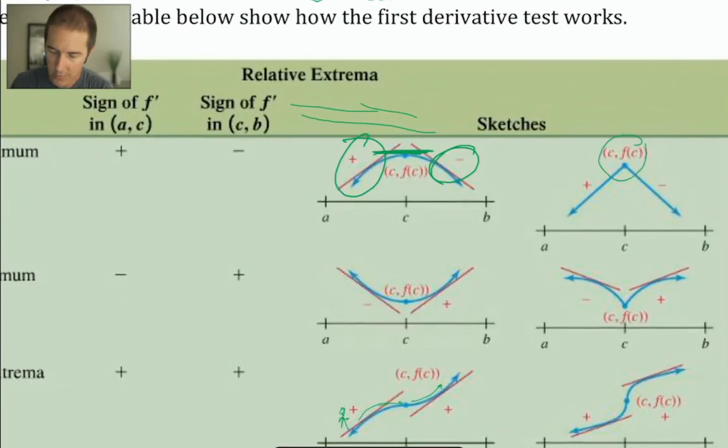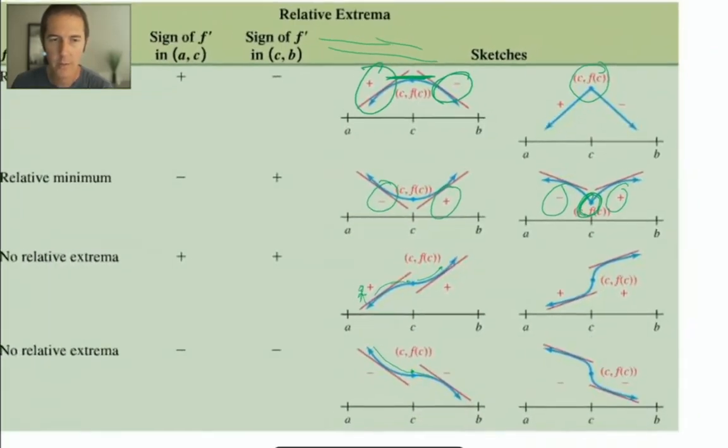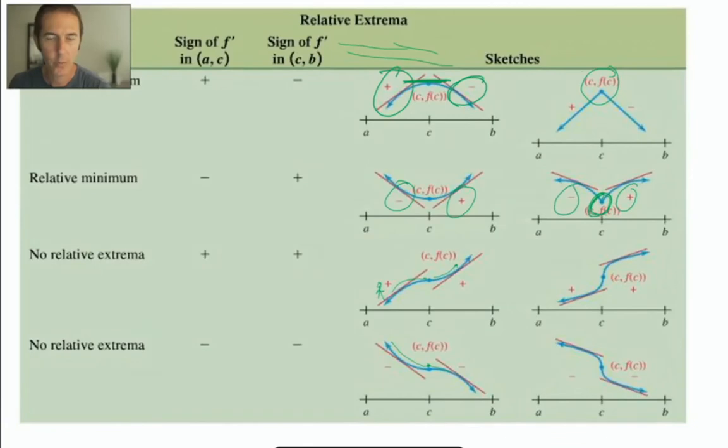Here, the function's not differentiable because it comes to a sharp corner, but that's okay. We're still transitioning from a positive to a negative in terms of what the first derivative is doing. Here's the transition from negative to positive, which means it's a minimum. Here it's transitioning from negative to positive, still a minimum, even though the first derivative is not defined there because it comes to a sharp corner. And then these last two, no relative extrema, examples we already talked about.